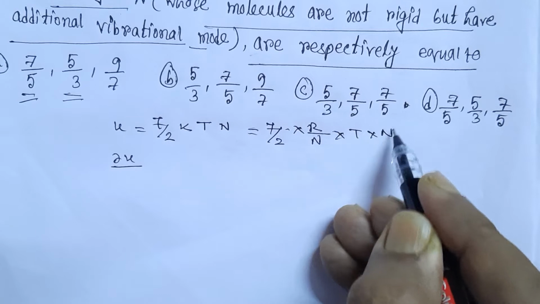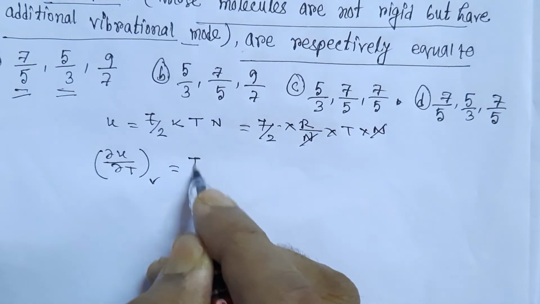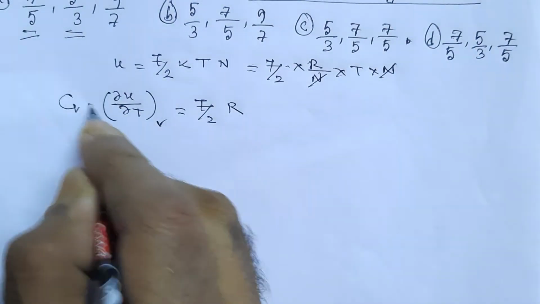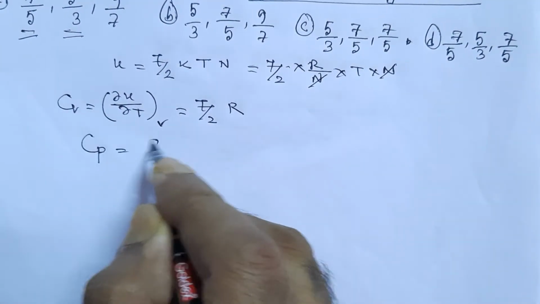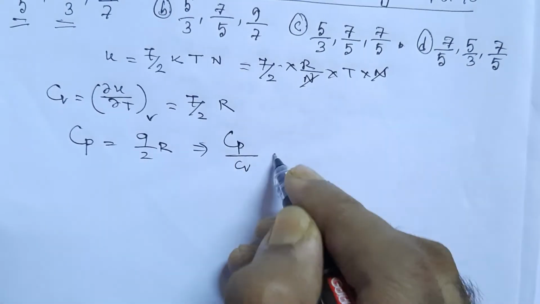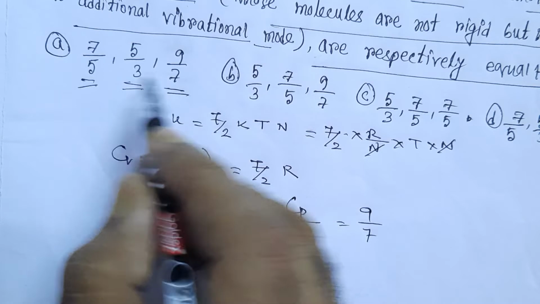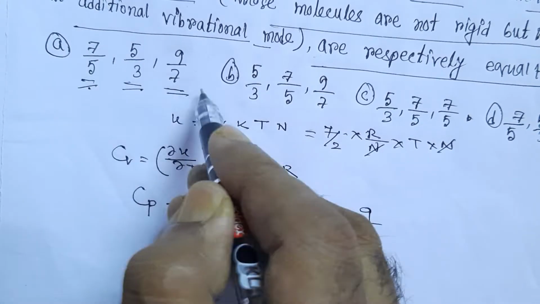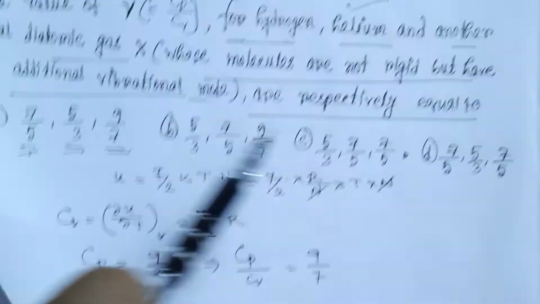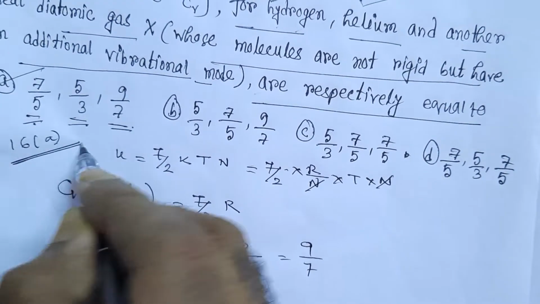That is your del U by del T equals 7 by 2 k, where k equals R by N into T, N cancels out. So del U by del T at constant V equals what? 7 by 2 into R. This is Cv. Then Cp equals 9 by 2 R. So Cp by Cv, that is your gamma, is 9 by 2 R by 7 by 2 R, that is 9 by 7. So the 3 values are 7 by 5, 5 by 3 and 9 by 7 respectively for hydrogen, helium and another diatomic gas, found in option number A. So our correct choice of question number 16 is option A.